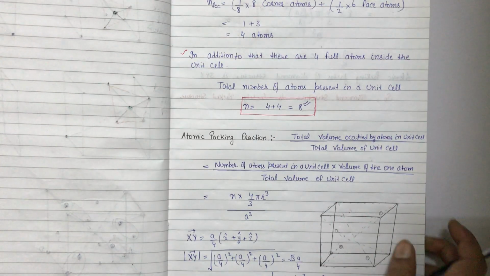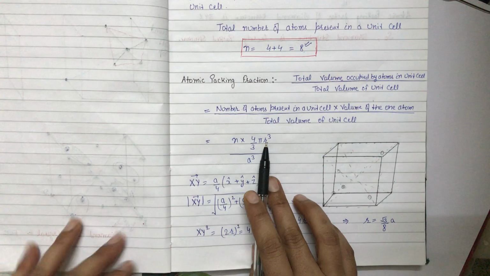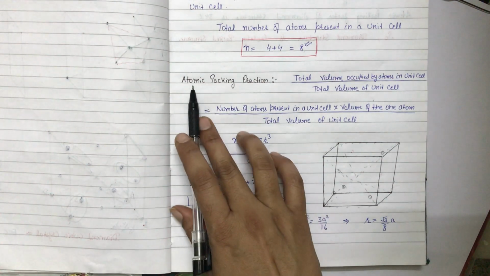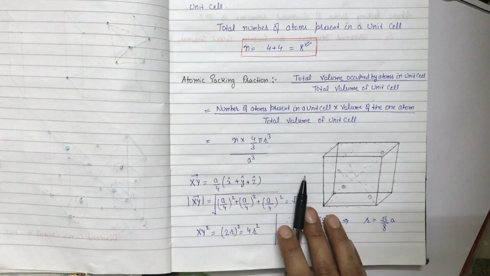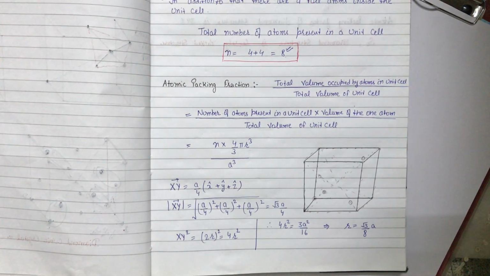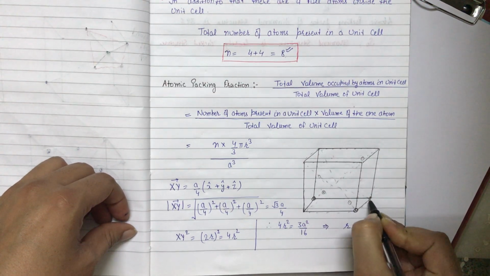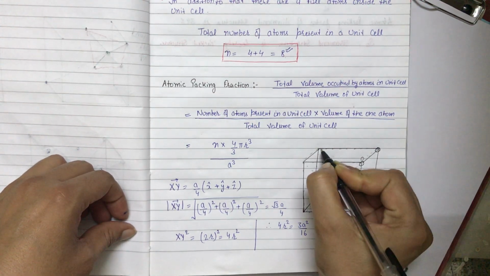Now next is to determine the radius of the atom, so we can determine the atomic packing fraction. For radius, let's imagine that these are the locations of carbon atoms at 8 corners.